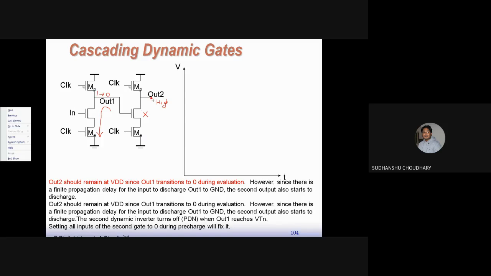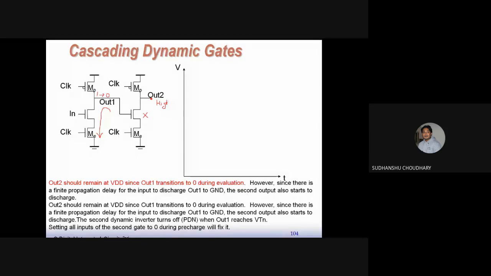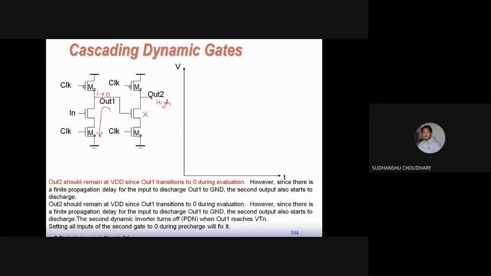So my out 2 should maintain a high status, because during the pre-charge cycle, that is when my clock was 0, it has two phases, that is pre-charge and evaluate. So in the pre-charge, when clock is 0, the output nodes, that is out 1 and out 2, both are charged to full VDD. And in the evaluation mode, the pull down network is on, that is when clock is 1. So this node out 1 becomes 0. When this becomes 0, out 2 should not degrade from a high value, right? Because out 1 was already pre-charged to logic 1 or VDD.